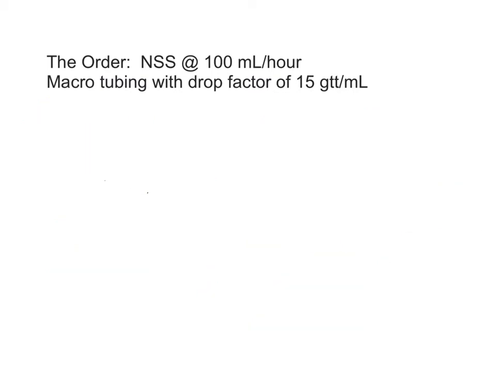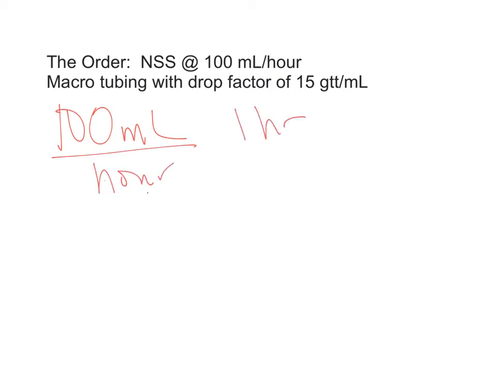So let's practice that again. We have a new order for normal saline at 100 mLs per hour. Same macro tubing with the drop factor of 15 drops per ml. I'll go through it kind of quick. As I said, at this point, it's probably getting pretty old.